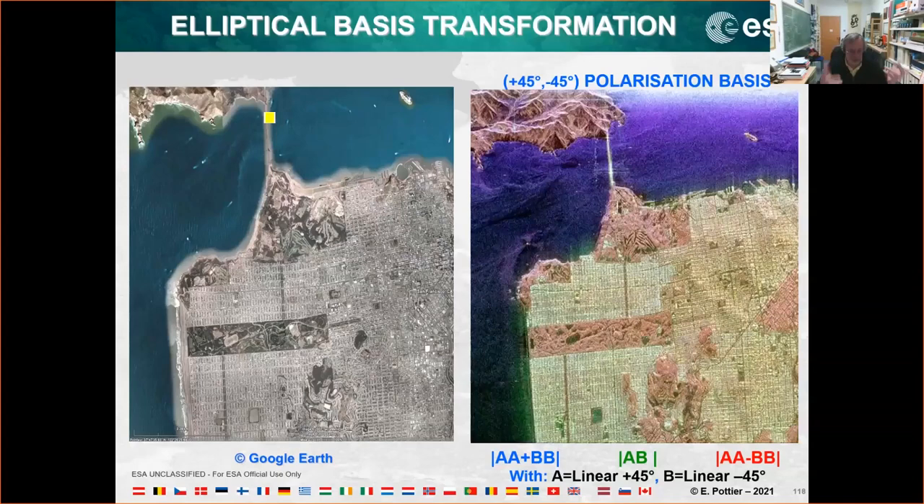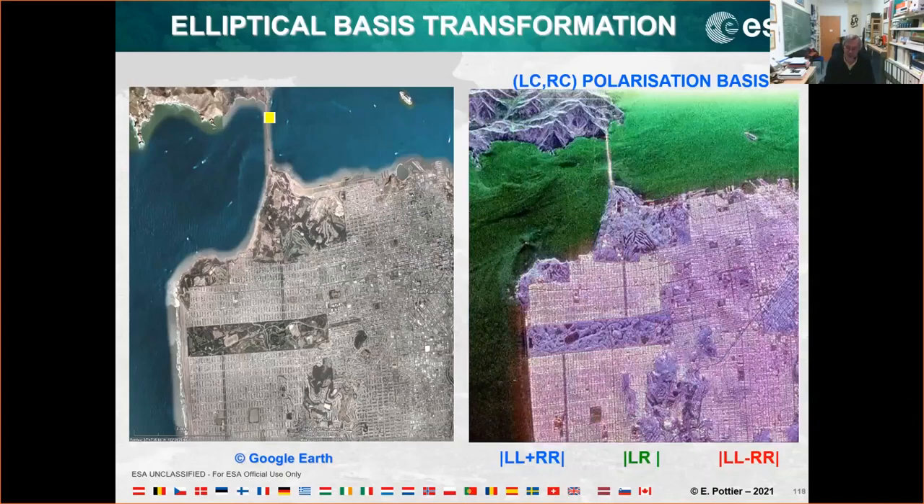And the next example to illustrate this power of a basis transformation is this image, where you can get the image in a circular basis. So imagine you would like to see what happened if my environment is illuminated with a circular polarization. I can do that using this signal transformation only, without changing anything inside the hardware of my system. I'm not going to change the polarization of my antenna.